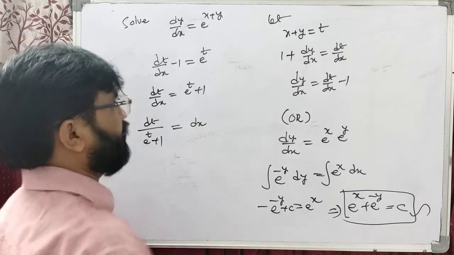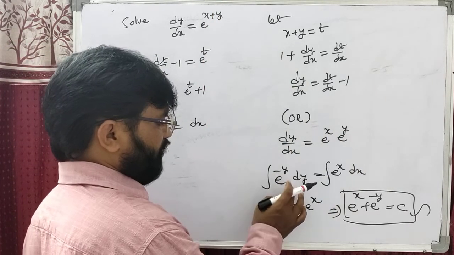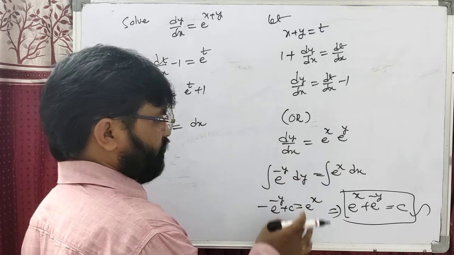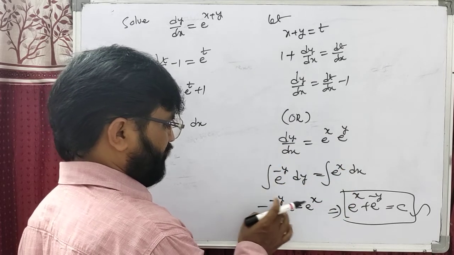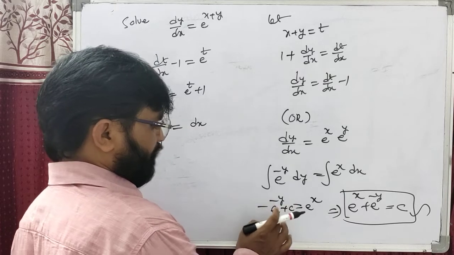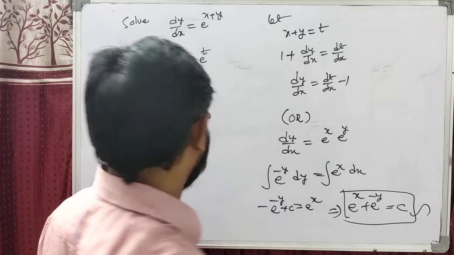Okay students, how to get this one? Another method is, we can write a power m plus n as a power m into a power n. This is 1 by e power y, which is e power minus y dy. The integral of e power x is e power x, and e power minus y divided by minus 1, therefore plus c. This is sent to the other side. This is also one answer.